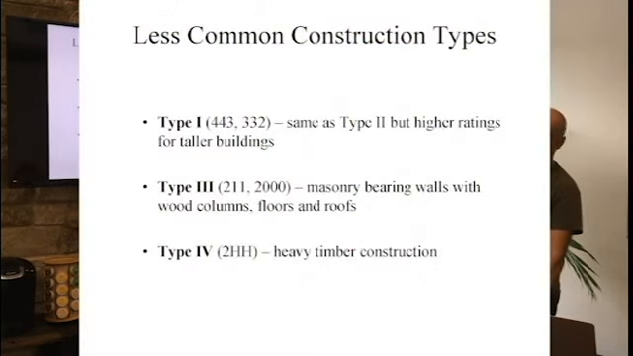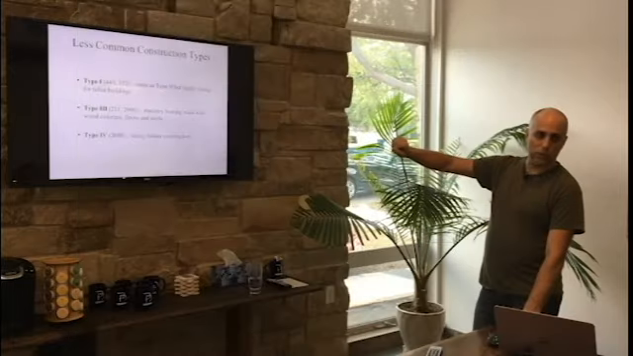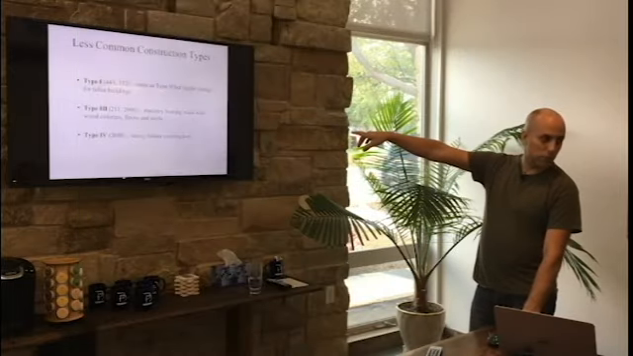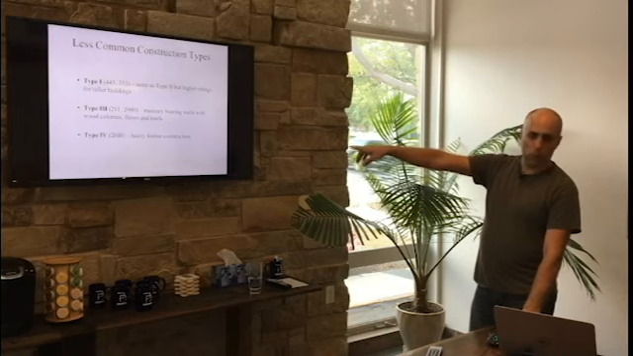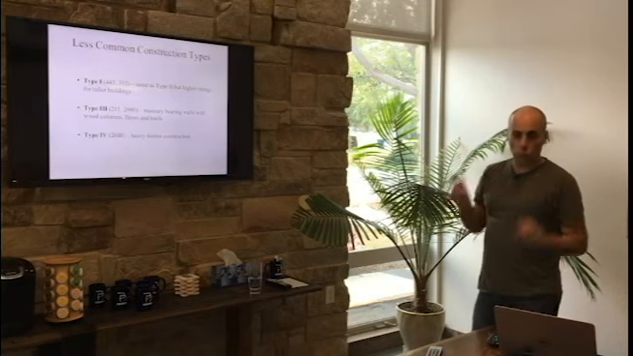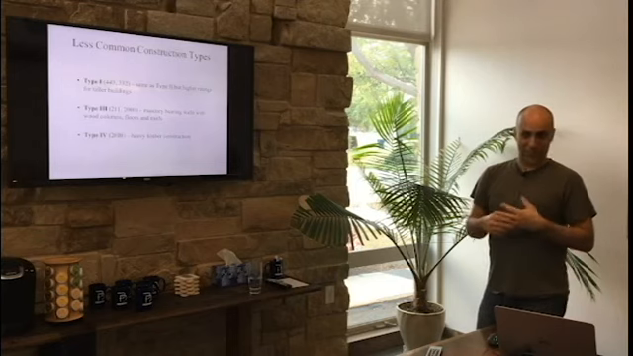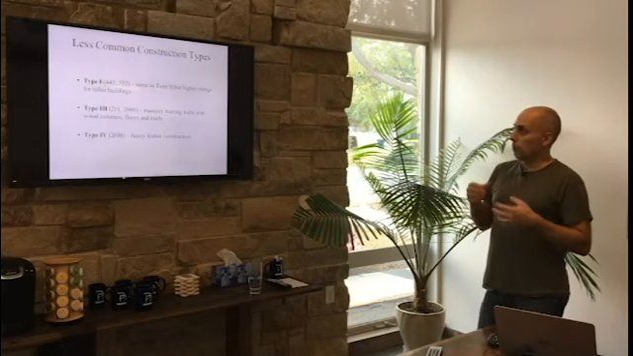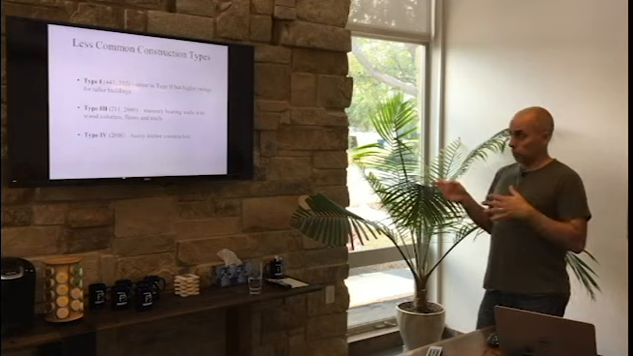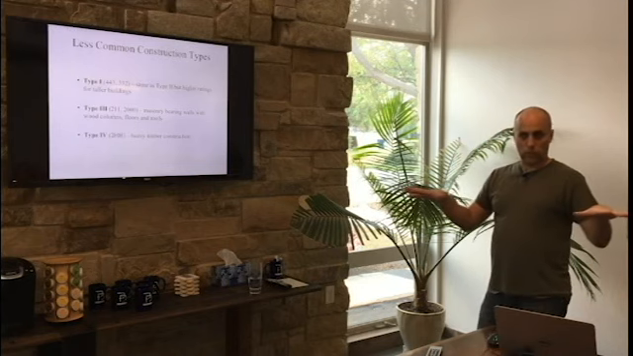Less common, you have 1, 3, and 4. 3 is usually called normal construction. Those who are familiar with 6th Street, with concrete or stone bearing walls on either side and wood in the middle, that's type 3 construction. Type 4 is heavy timber. We don't see a whole lot of real heavy timber in Texas because the trees just aren't big enough around here.